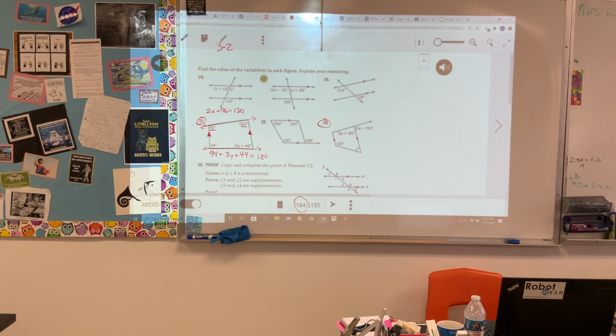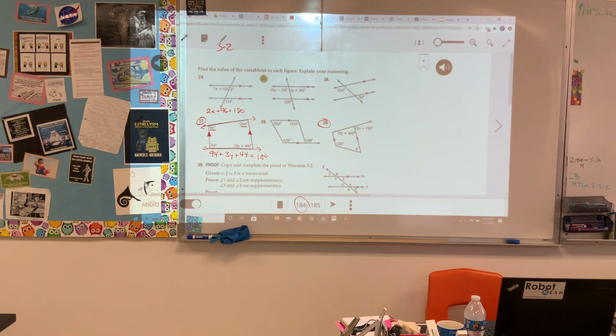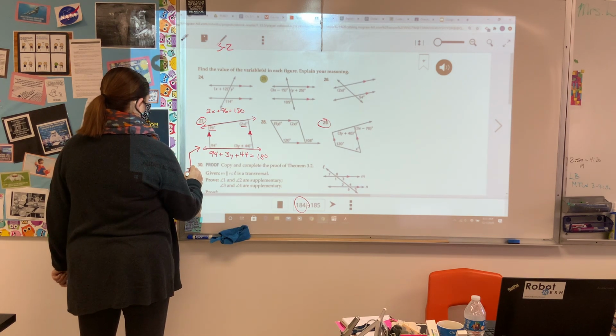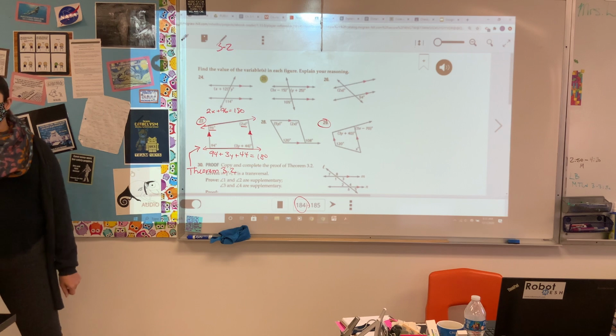Okay. And so it tells us to explain the reasoning, which of course they didn't necessarily explain it in the book, but I'm telling you it's because of those consecutive angles, right? Okay. I understand what you're looking for is this theorem 3.2, consecutive interior angles theorem. If two parallel lines are cut by a transversal, then each pair of consecutive interior angles is supplementary. Okay? So in order to explain the reasoning, you can say that theorem 3.2 states, there's your reasoning.